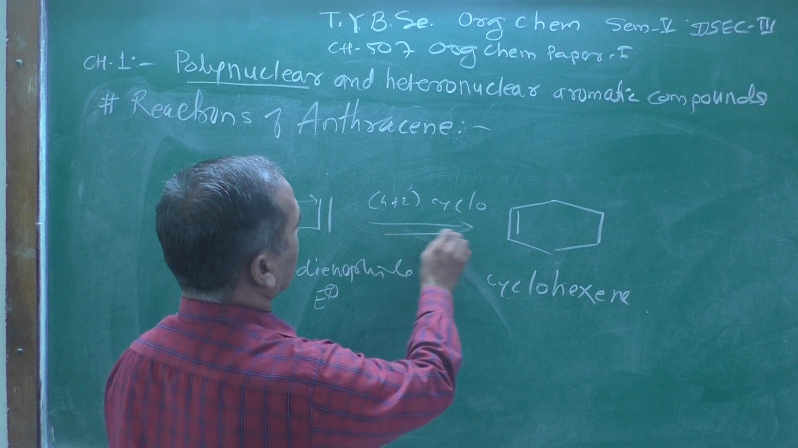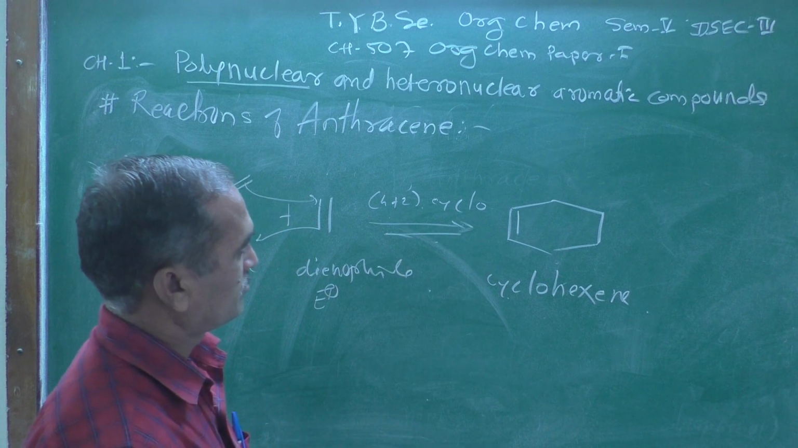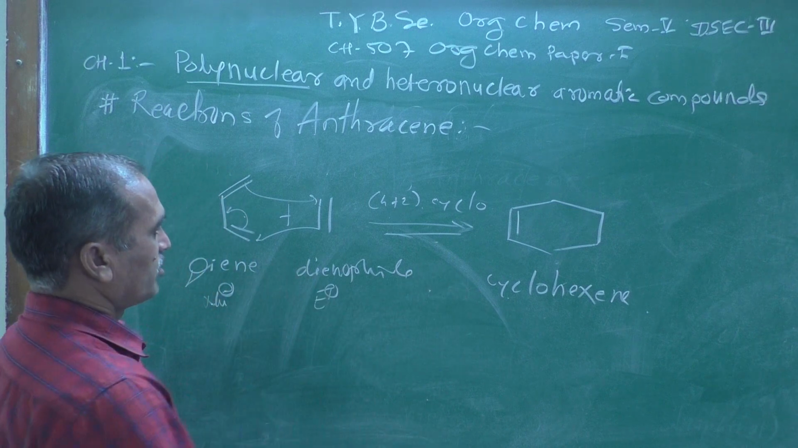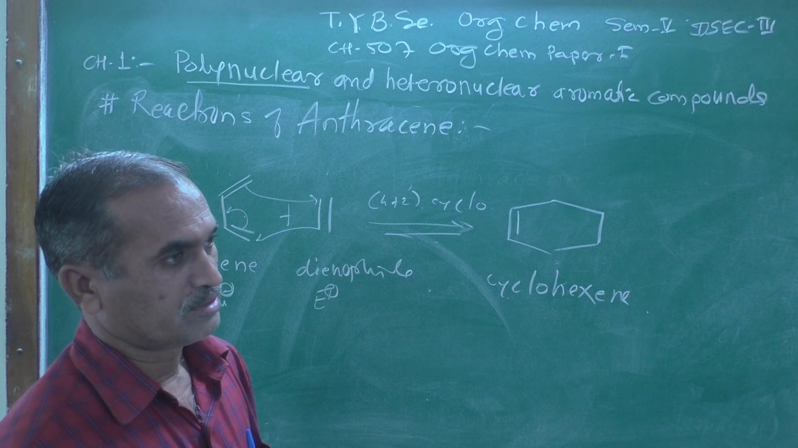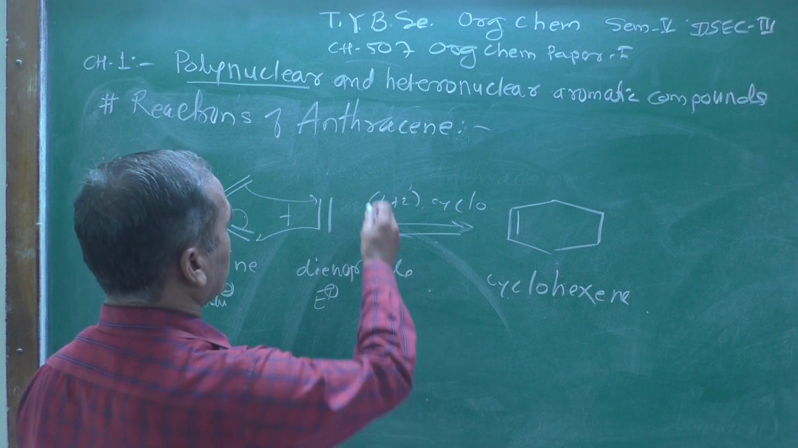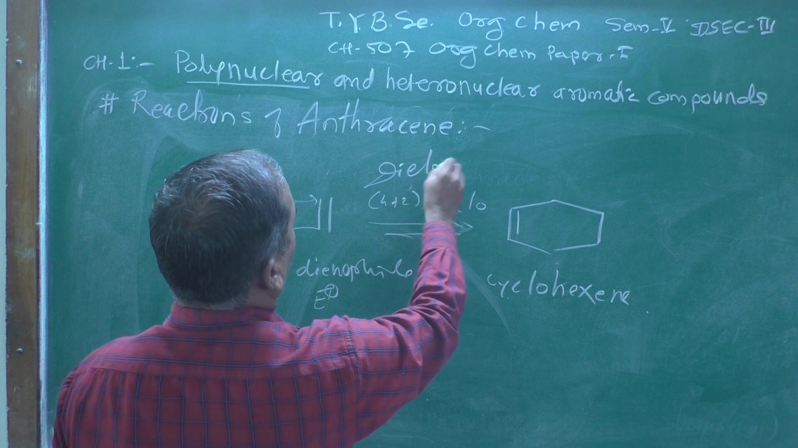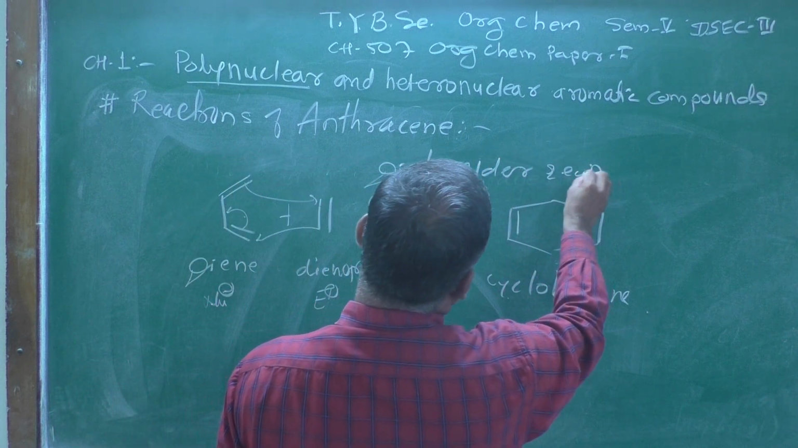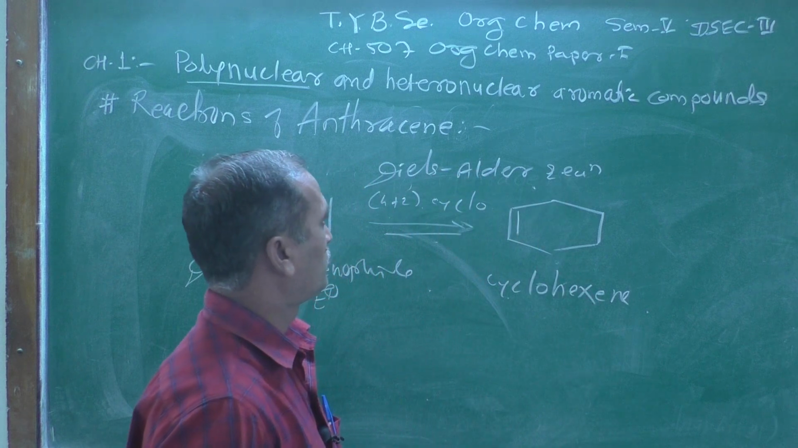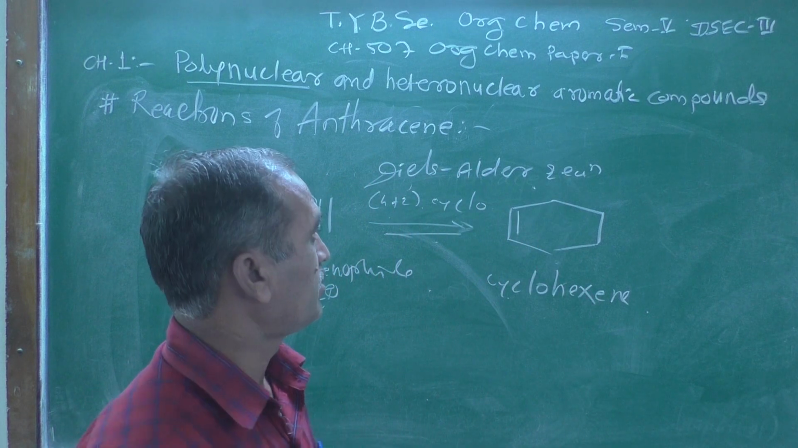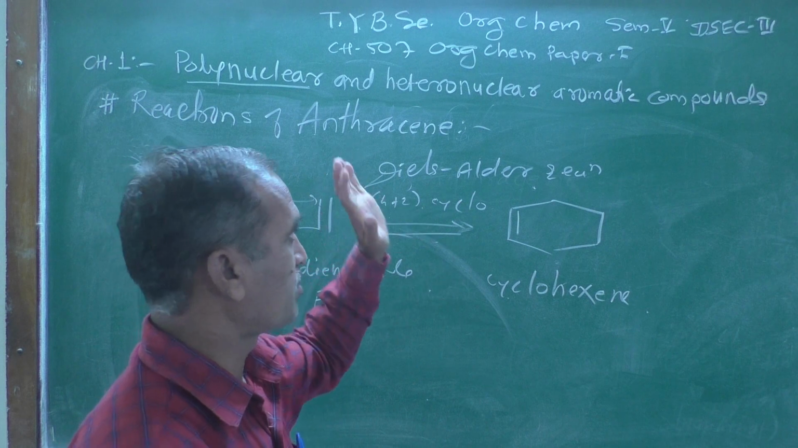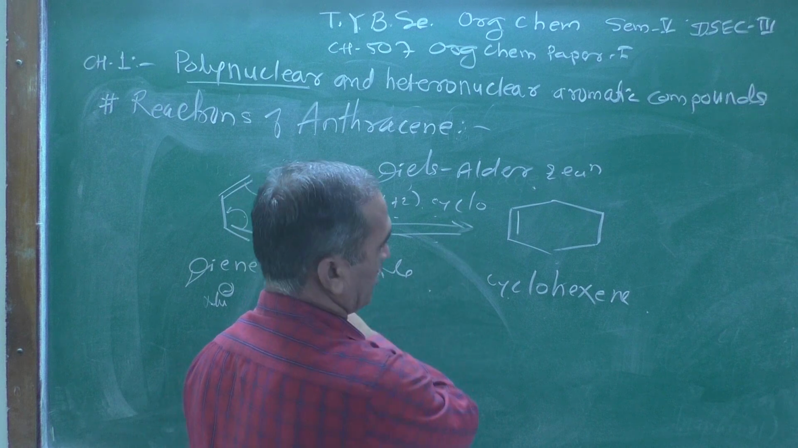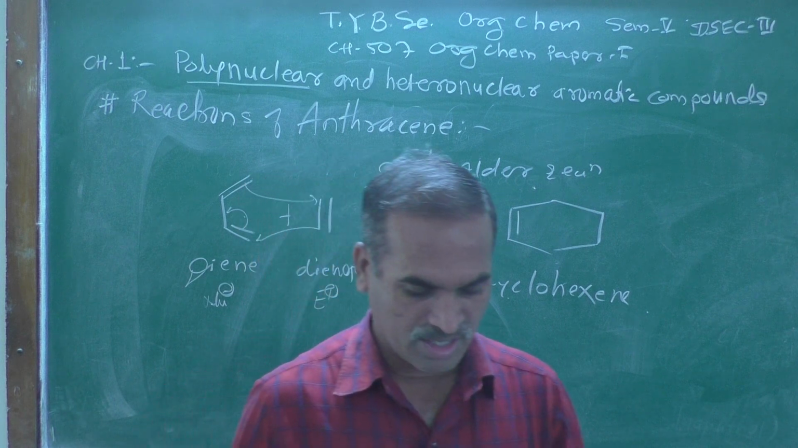They are reversible reactions, and then we can call it a retro-Diels-Alder reaction. It is one of the famous reactions, known as the Diels-Alder reaction. That is a 4+2 cycloaddition reaction, and he discovered it, and that's why the name is given to it as the Diels-Alder reaction. And the backward reaction is called the retro-Diels-Alder reaction.